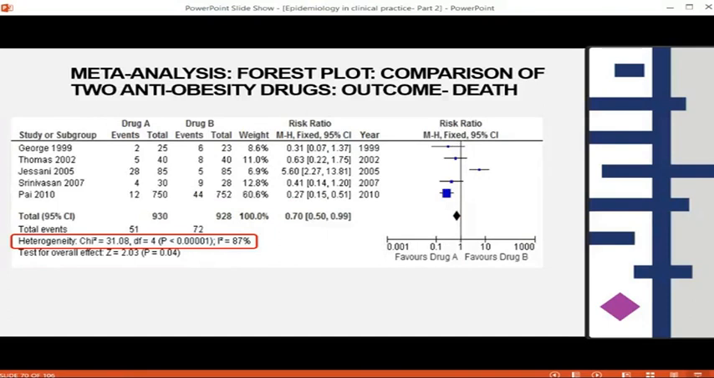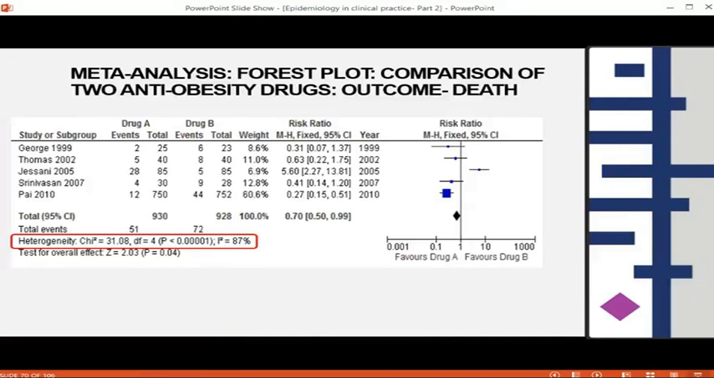So what it tells you is that you're more than 99.99999% sure that the difference in the results of these trials is not due to chance. Right? It's a true difference. And the I-square of 87% tells you that 87% of the difference in the results of these trials exceeds chance, is not due to chance. Only 13% is due to chance.